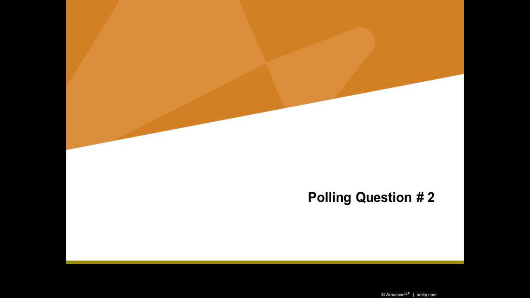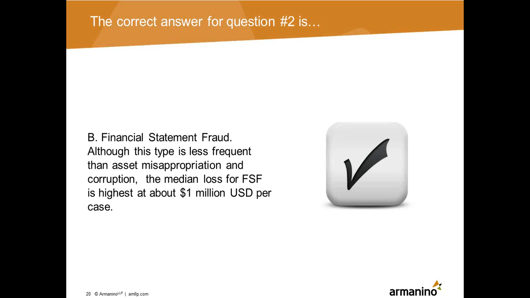And clearly, on a per occurrence basis, financial statement fraud is the most costly. That was a poorly worded question, though. I will give you that. People can put asset misappropriation. If you took the number of occurrences multiplied by the average dollar loss, you could certainly say that was one of the most costly that there is out there. But we were intending this to be on a per occurrence basis.